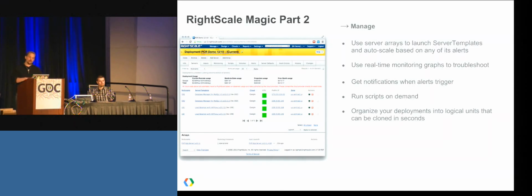Once you have all those servers running those server templates and those server arrays, you can organize all that in deployments. And what RightScale lets you do then is clone them. So you can have your production deployment, clone that, and have QA use that clone to run their test code. And if you have to test a different branch, you can clone that again, launch it in the cloud, and run that different code. So it's very powerful.